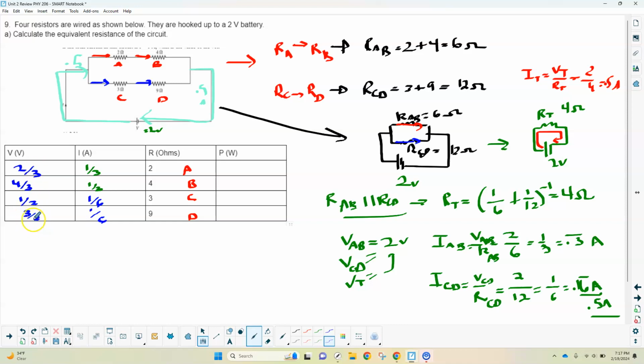If you add all these up, you should get 2. That should make sense for the voltages across each piece. And then you're going to do the voltage times the current to get to the power.